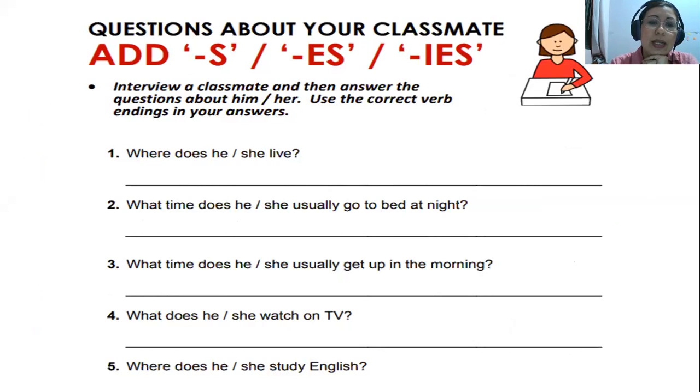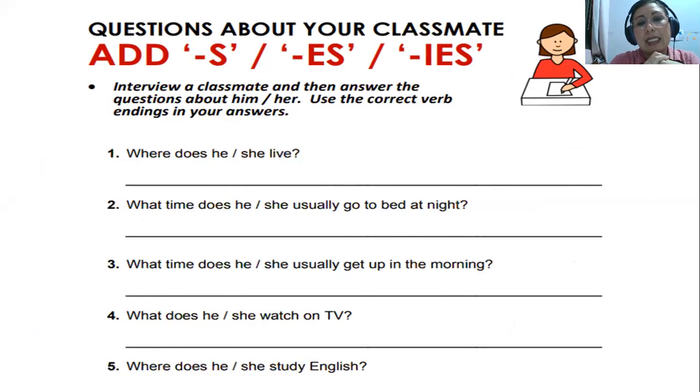The question is, where does he or she live? Entonces, ¿cómo voy a contestar? If you ask me, teacher, where do you live? Entonces, pero no voy a contestar, you live in, sino que digo, she, la teacher, ¿verdad? She lives in a popa, ¿verdad? Entonces, el live lo cambio a la forma correcta de tercera persona.